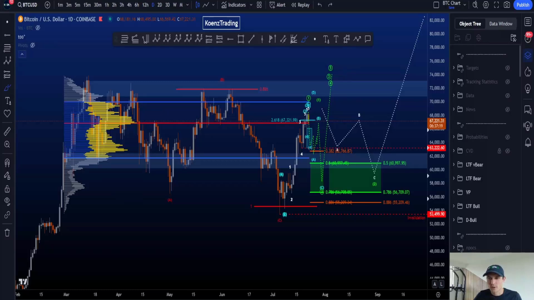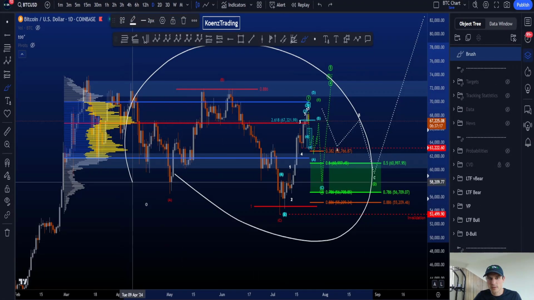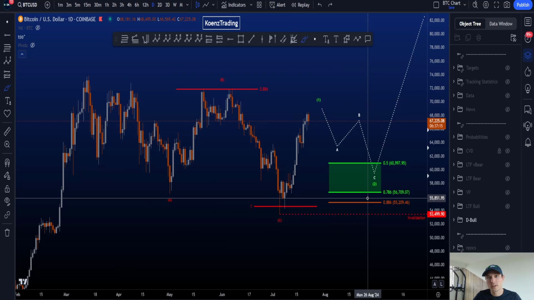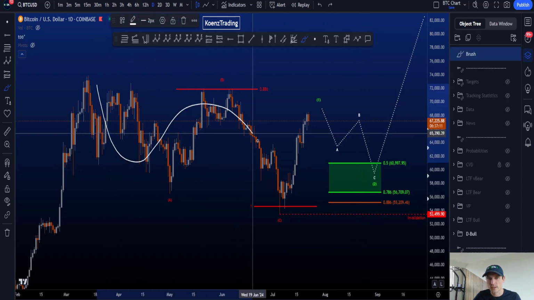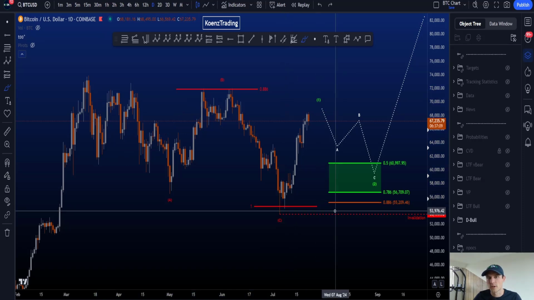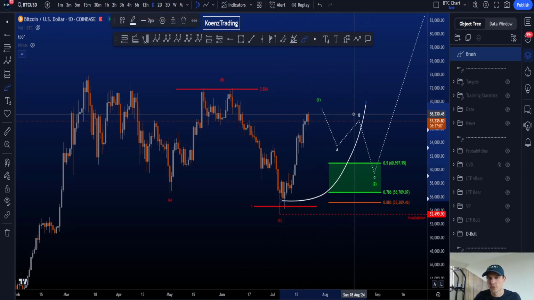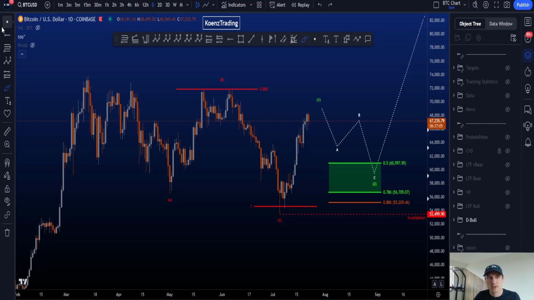Hi everyone, let's go over my bullish and bearish Elliott wave scenarios on Bitcoin, starting with the bullish scenario on the daily time frame, where we're looking for a finished three-wave corrective structure, looking for an impulse to the upside to continue the bigger trend.